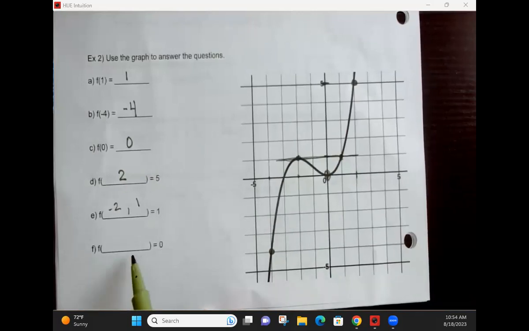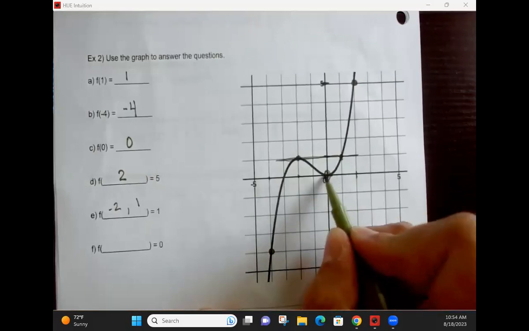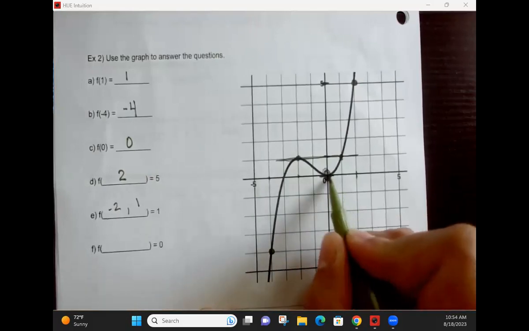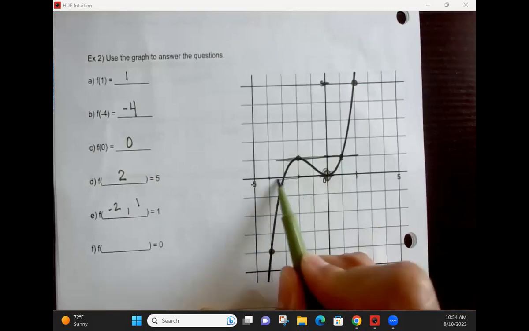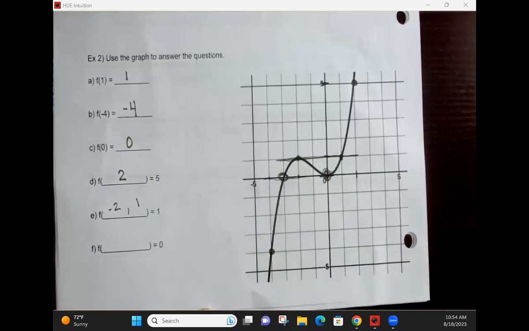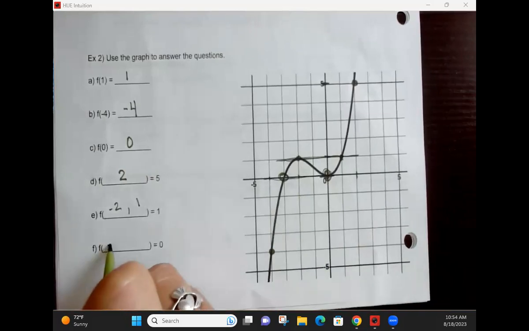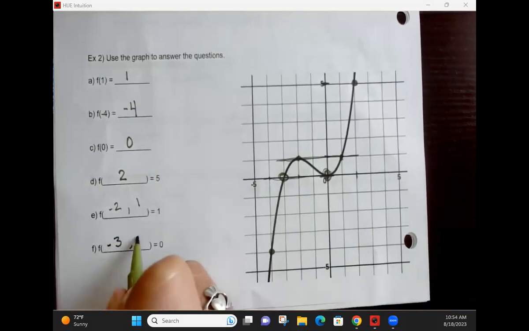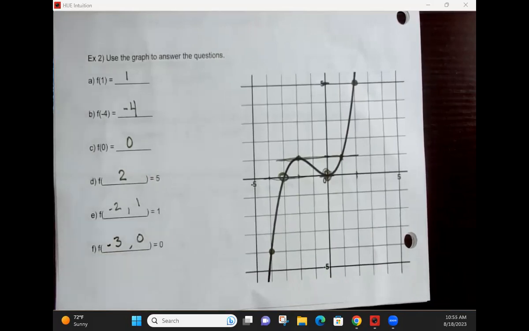And then f of something equals 0. So here's 0 on the y. We've got a point right here, but we also have a point back here that has an output of 0. So again, I need to report both. So this would be -3 and 0. With me so far? Okay.